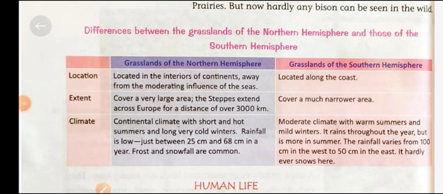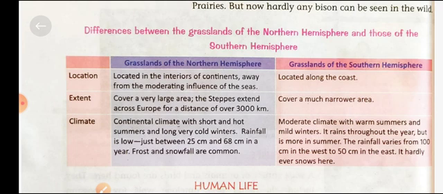Students, I have already explained about the temperate grassland, its location and its extent in the world. I also explained about the plant life and animal life in this region. So today I am going to explain the differences between the grasslands of the northern hemisphere and those of the southern hemisphere. What are the differences between northern hemisphere grassland and southern hemisphere grassland?